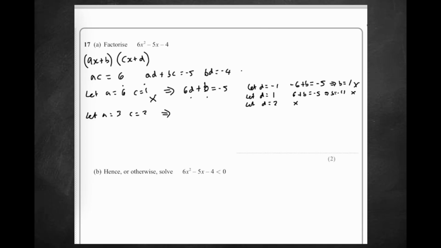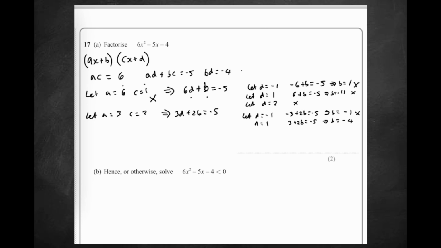Then we have 3d plus 2b equals minus 5. We'll do a similar thing here. So let d equal minus 1. That would be minus 3 plus 2b equals minus 5, which would mean 2b equals, so we add 3 to the other side, minus 2. So b would equal minus 1. That doesn't work, as it doesn't come to minus 4. d equal 1. We get 3 plus 2b equals minus 5. And we get b equals minus 4.